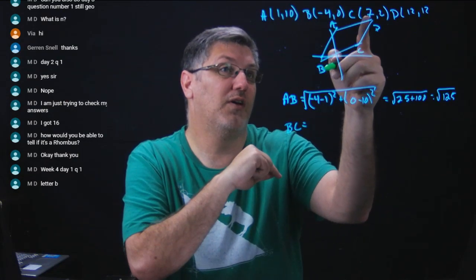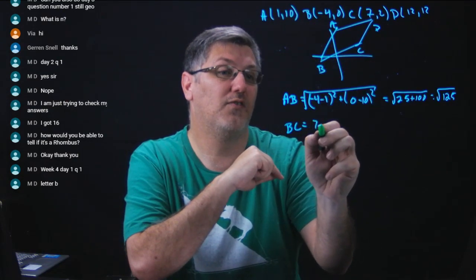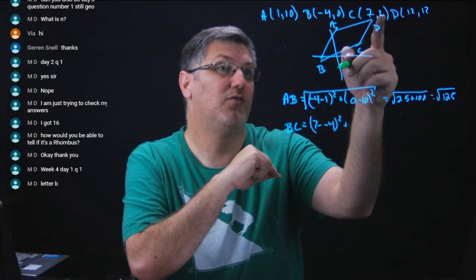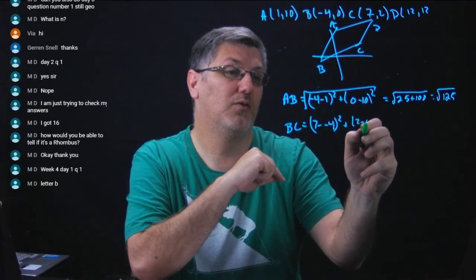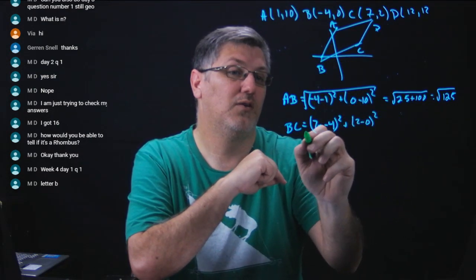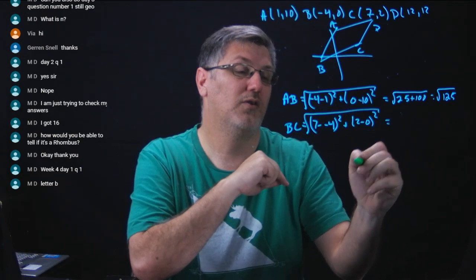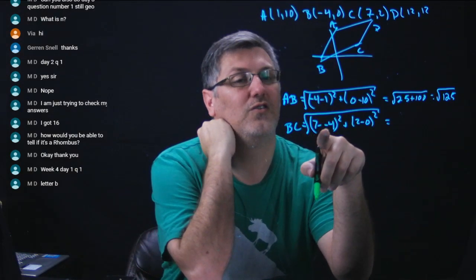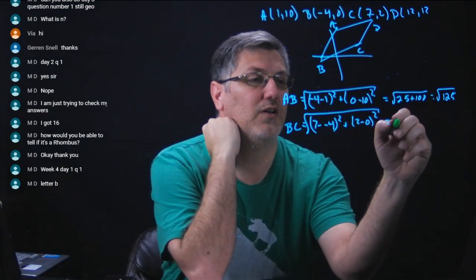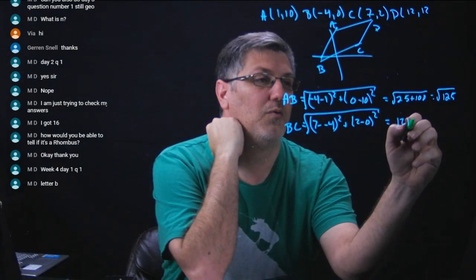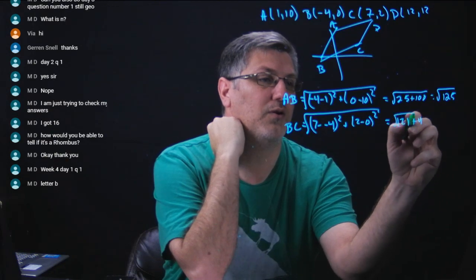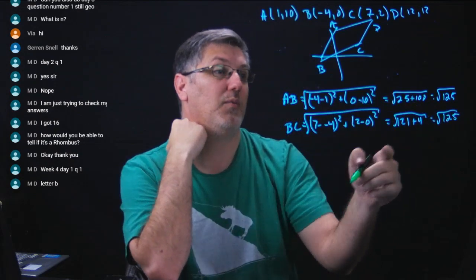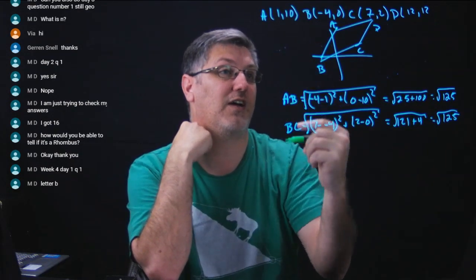We're going to do 7 minus a -4, squared, plus 2 minus 0 squared. We're going to take the square root. This gives me 7 plus 4, which is 11. 11 squared is 121 plus 4. Take the square root. Gives me the square root of 125. This looks good, because now I know 2 sides that aren't even consecutive.